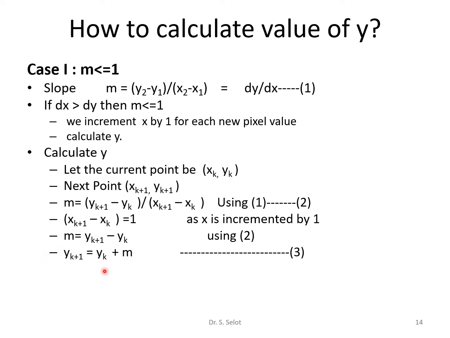So whenever we have lines with the slope less than or equal to 1, we will use these two equations to find out the next coordinate position. X will be incremented by 1 and y will be calculated as yk plus m.